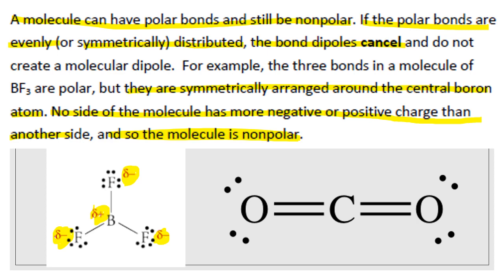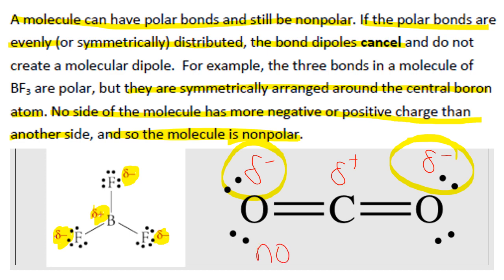That's also the case with carbon dioxide. CO2, we looked at it a minute ago. It has polar bonds, partial negative, partial positive, partial negative, but because it's symmetrical, these negatives cancel out. And so this is a nonpolar molecule. This end of the molecule is negative, the right end of the molecule is negative. There's not a more negative or a more positive side of the molecule. They're both negative ends, so it's nonpolar.